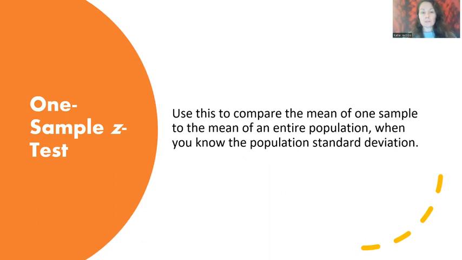So we do a one sample z-test. We use this to compare the mean of one sample to the mean of an entire population when we know the population's standard deviation. All right, so again, a one sample z-test is used to compare the mean of one sample to the mean of an entire population when we know the population's standard deviation.